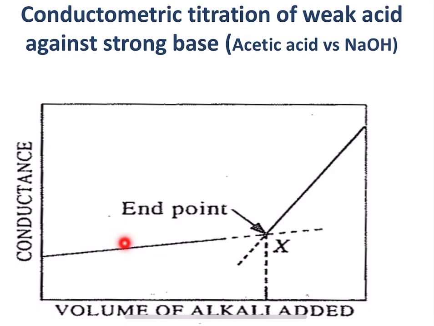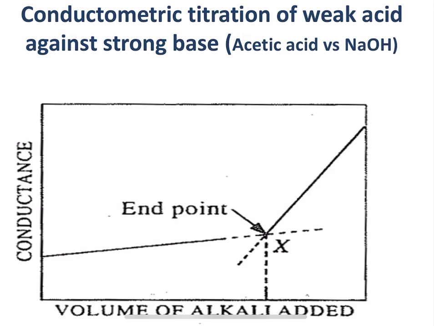Since acetic acid is a weak acid, it will have a low initial conductance. That means CH3COO minus will be one electrolyte and H plus will be the other electrolyte. So, it will have very poor or very low conductance.